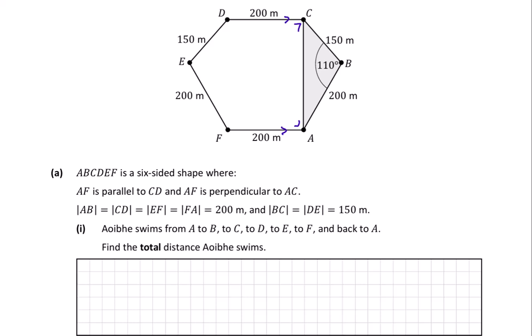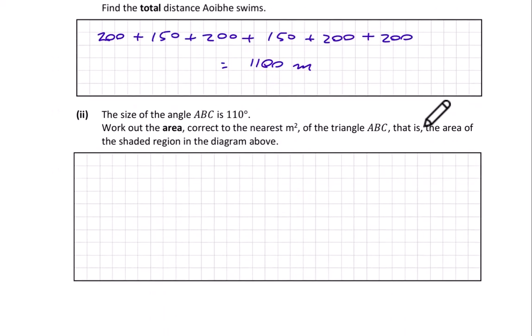Okay, so this is just a case of adding. You've got to take 200, add 150, add 200, add 150, add 200, and add 200. When you do all of that, you get 1100, and meters are the units. Okay, so that's part 1, very easy start. Let's have a look at part 2.